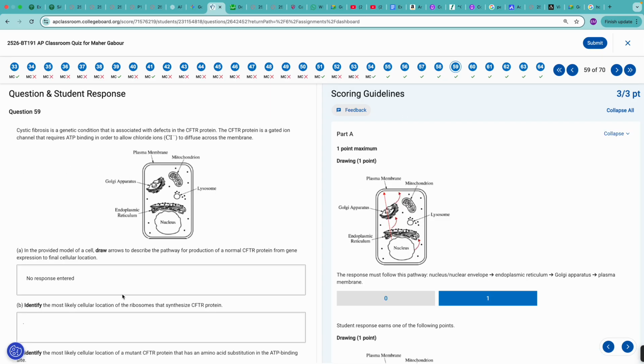In the provided model of a cell, draw arrows to describe the pathway for production of a normal CFTR protein from gene expression to final cellular location. Oh, okay. So basically they're asking you about protein synthesis. We know, because we've said this a million times, that the nucleus has mRNA. This goes to the ribosomes on the endoplasmic reticulum to actually undergo protein synthesis.